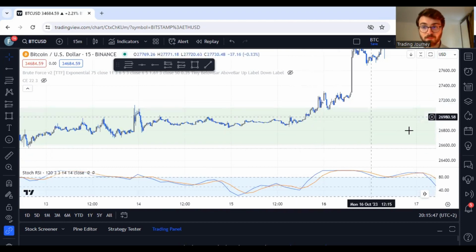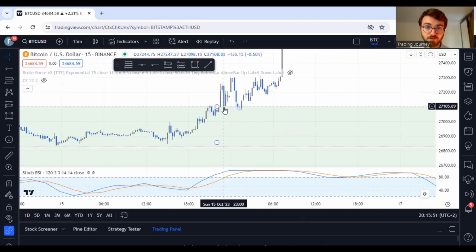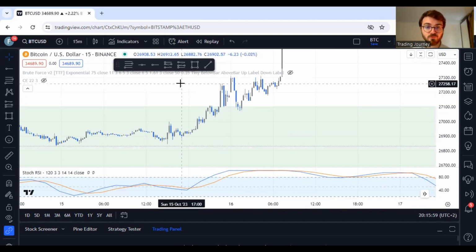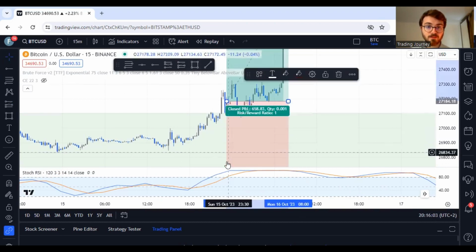So we just wait. Maybe we don't enter right under here because this is a little bit aggressive entry. I would probably wait for another confirmation. So in that case, we would wait for that bullish candle to show. And that's when we could enter right around here.